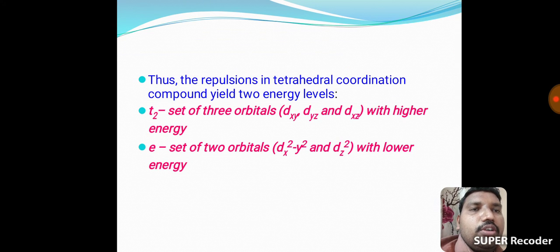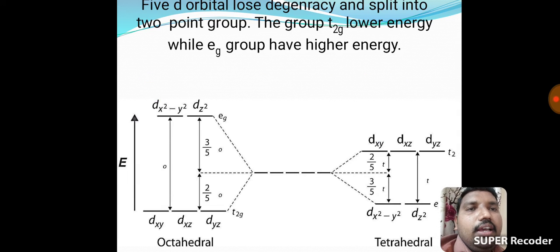Next, here also there are two sets of orbitals. The T2 set of orbitals has higher energy. The E set of orbitals has lower energy in tetrahedral complex. These are the differences between the two complexes. On the left side there is an octahedral complex, where dxy, dyz, dzx have lower energy, and dx square y square and dz square have higher energy. In the case of tetrahedral geometry, there are the E set and T2 set of orbitals. The T2 set of orbitals, dxy, dxz, dyz, are excited, and dx square y square and dz square have lower energy.